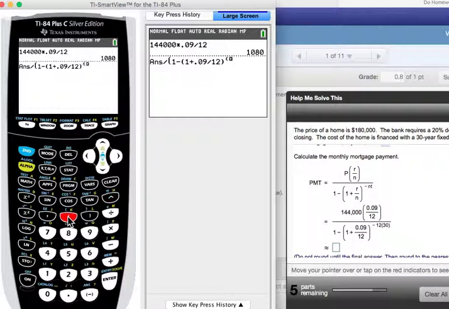The exponent is, open parentheses, negative, use this symbol for negative, 12 times 30. Close those parentheses. Actually, you don't really have to close any parentheses because we're at the end of our expression, so you don't have to worry about closing all parentheses. You can just press enter. And when you press enter, you get 1,158.65, and the correct answer is 1,159 because we round that up.